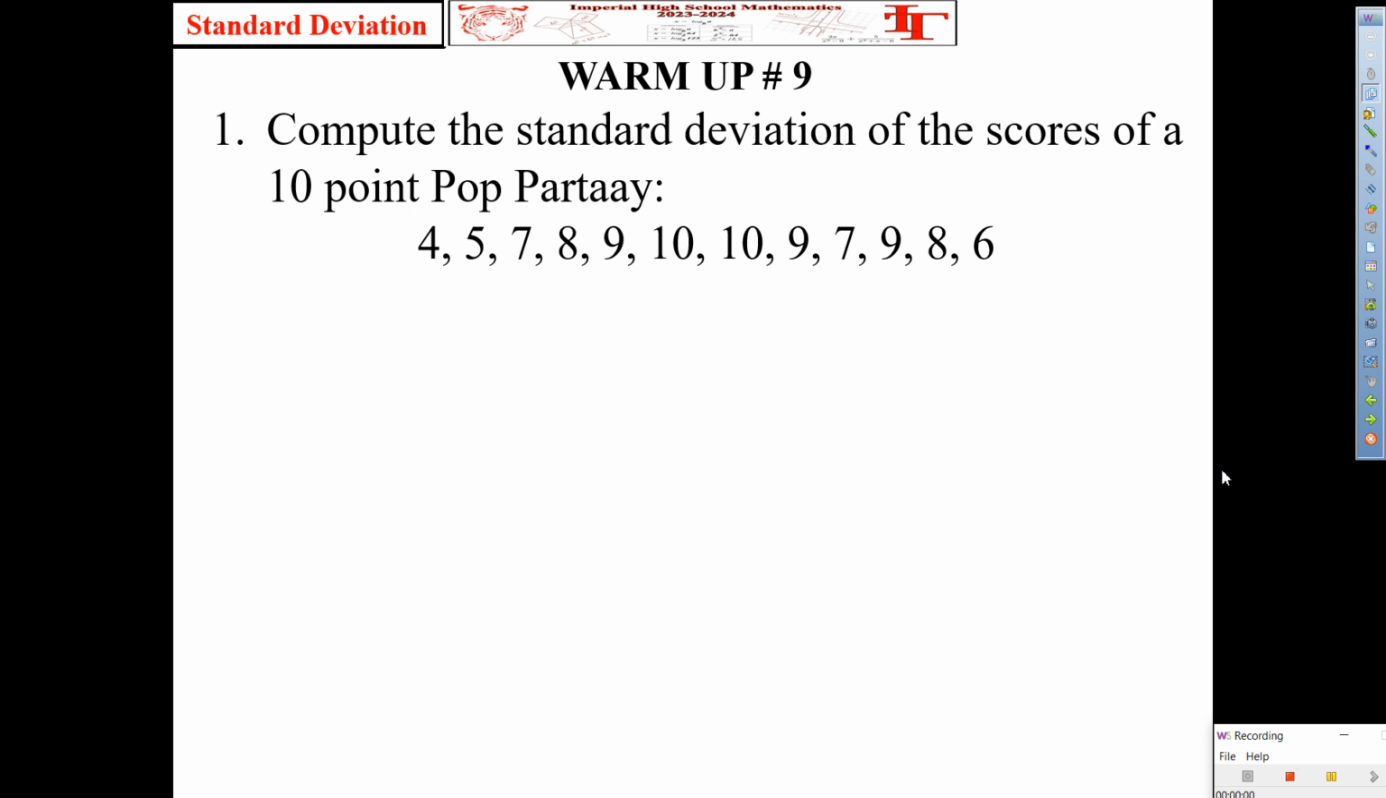So if you're joining us, warm-up number 9, make sure you copy that data. It's about 12 sets of data, and this is concerning scores on a 10-point pop quiz.